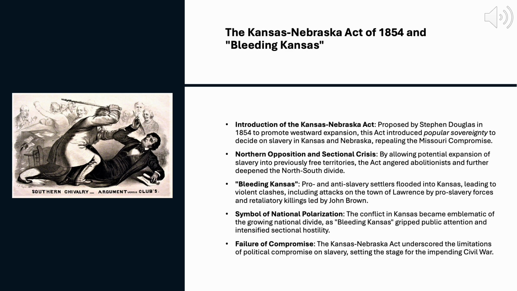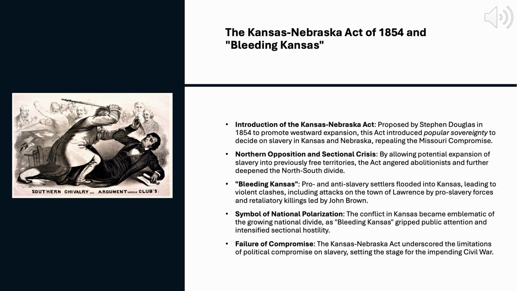In May 1856, pro-slavery forces attacked the anti-slavery town of Lawrence, Kansas, destroying property and escalating tensions. In response, abolitionist John Brown led a group of followers who brutally killed 5 pro-slavery settlers, igniting a cycle of retaliatory violence. These events became national news, capturing the attention of a deeply divided republic and symbolizing the extreme polarization of the nation over the issue of slavery. Bleeding Kansas was a grim precursor to the Civil War, revealing the depths of animosity between pro-slavery and anti-slavery forces.